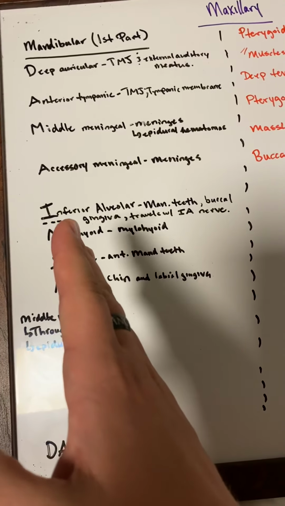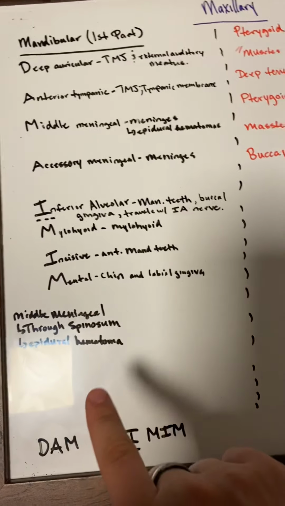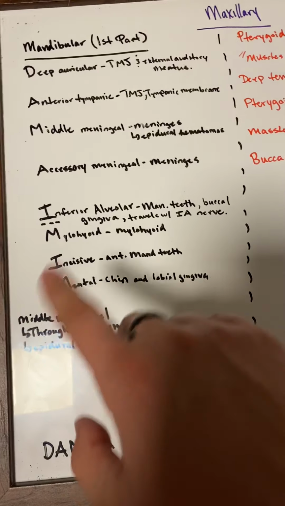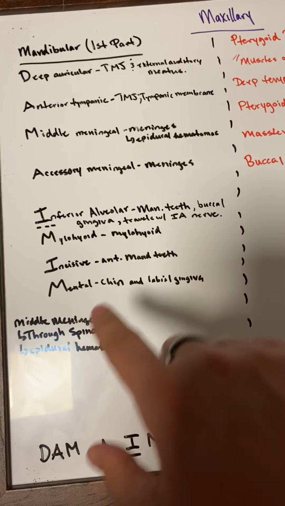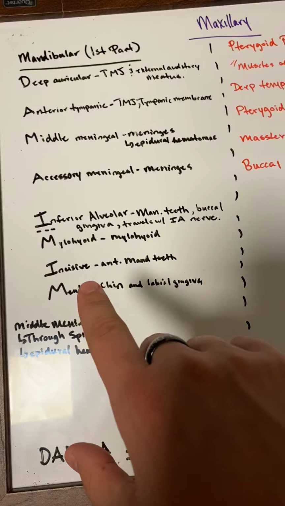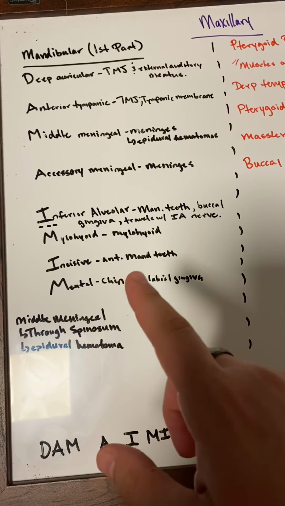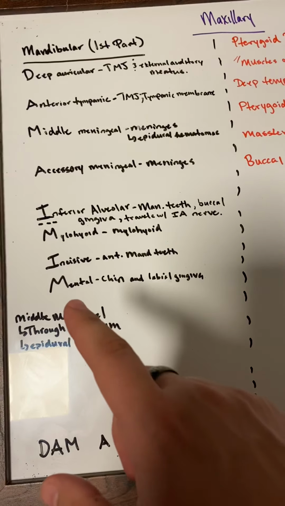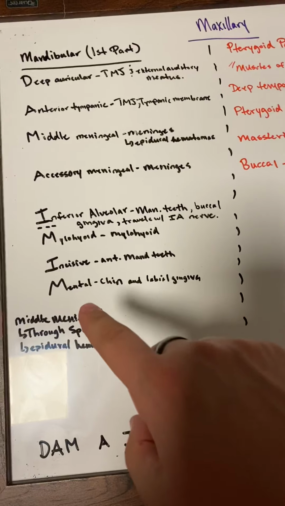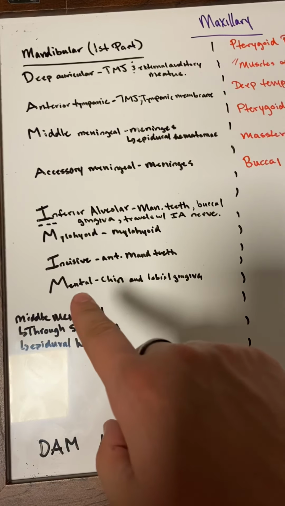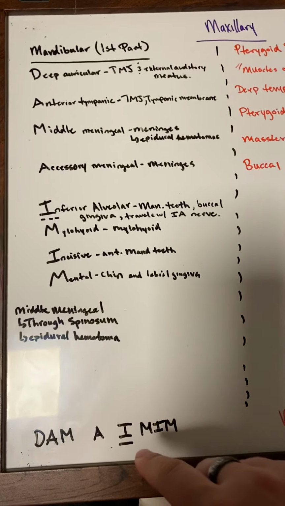So inferior alveolar breaks into these 3. So that's why I like to keep the MIM with it, but you don't have to. Mylohyoid, would you imagine that it would go with the mylohyoid muscle? Incisive, right, that incisive canal exits near those anterior mandibular teeth. And then the mental, think about if you're thinking and you put your fingers on the edge of your chin, you're mentally thinking, right? So that's the chin, it's that labial gingiva.